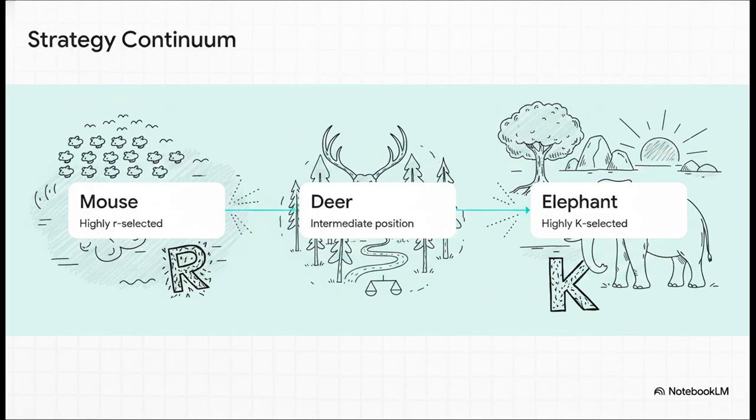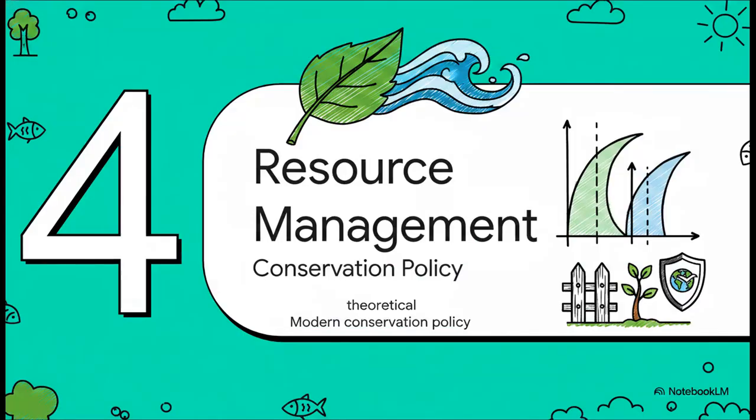Now, of course, nature rarely deals in pure absolutes, right? No species is a 100% pure R or K strategist. It's a continuum. A mouse is highly R-selected. An elephant is highly K-selected. But right there in the middle, you'll find something like the white-tailed deer. It's definitely more K-selected than a mouse, but far less so than an elephant. They occupy this intermediate position, basically adjusting their evolutionary bets based on the specific environmental pressures they happen to be facing.